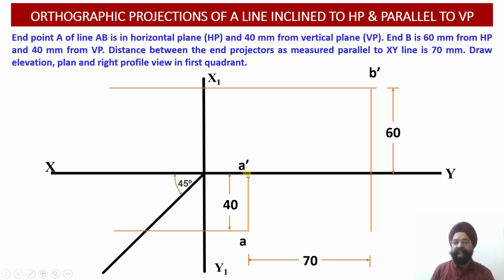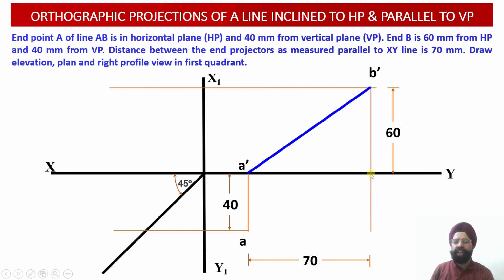Now having obtained A dash and B dash, we can join the projections A dash B dash to give us the front view projection of this particular line AB. We also know that end B lies at a distance of 40 millimeter from the vertical plane. Since the line lies in the first quadrant, we have to take this distance of 40 millimeter from the vertical plane as plus 40.